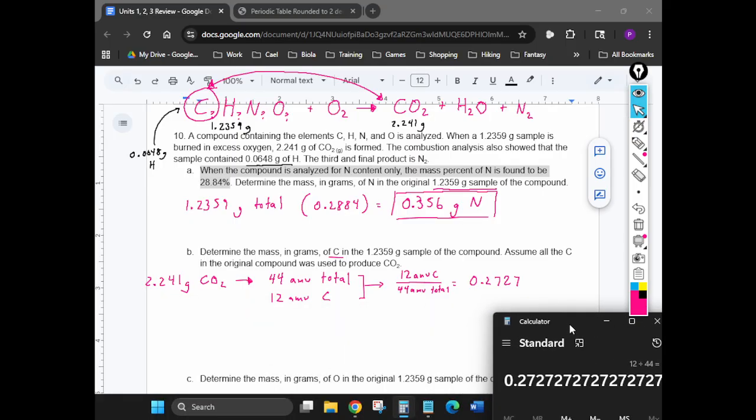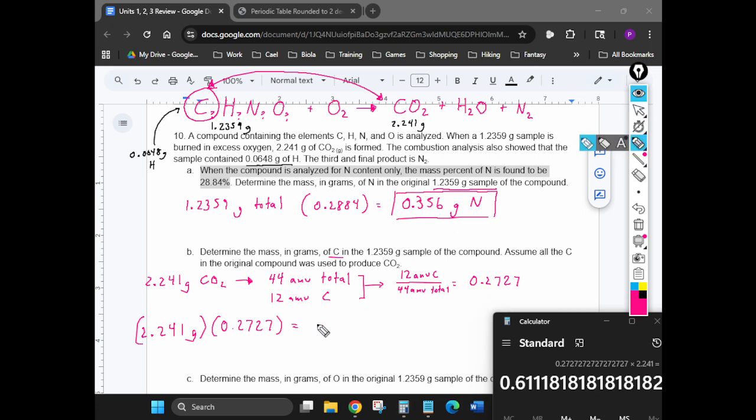All right, so what we're going to do now is take our percentage. Since we know that carbon dioxide is about 27% carbon, if we have 2.241 grams of it, all we have to do is multiply the 2.241 grams of CO2 by the percentage. That gives us the mass of carbon inside of it. So just multiply, and that tells us that inside of this sample of carbon dioxide, there is 0.611 grams of carbon.